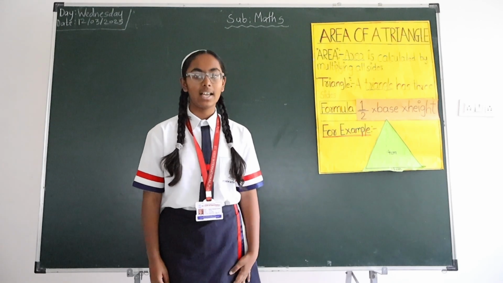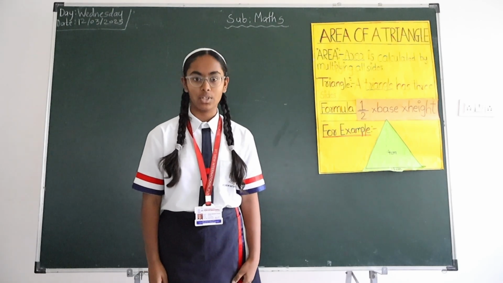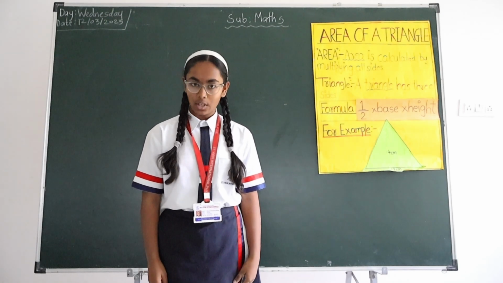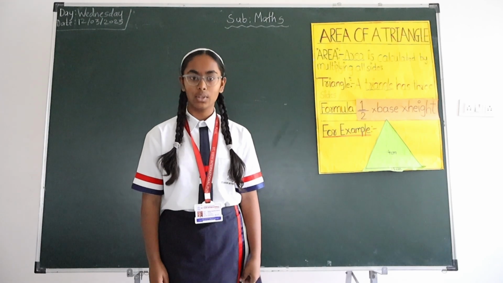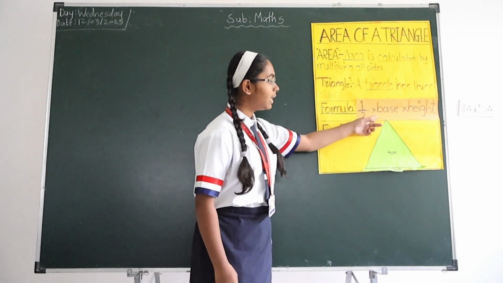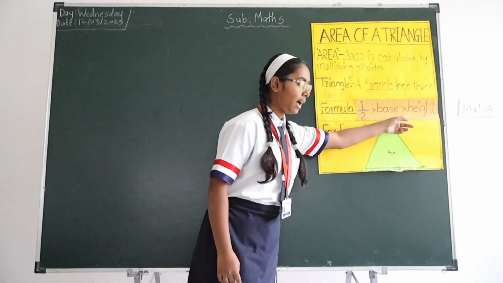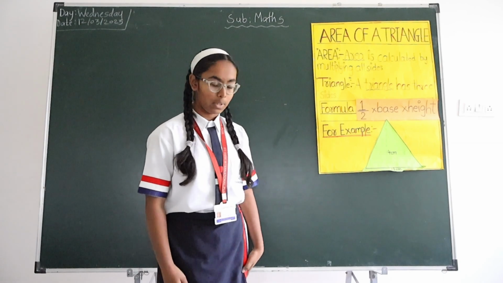Today I am here to explain to you about the area of a triangle. So basically a triangle has three sides, depending on the triangle which it is. Now to find the area of a triangle, the formula we are going to use is half multiplied by base multiplied by height. So let's see an example.